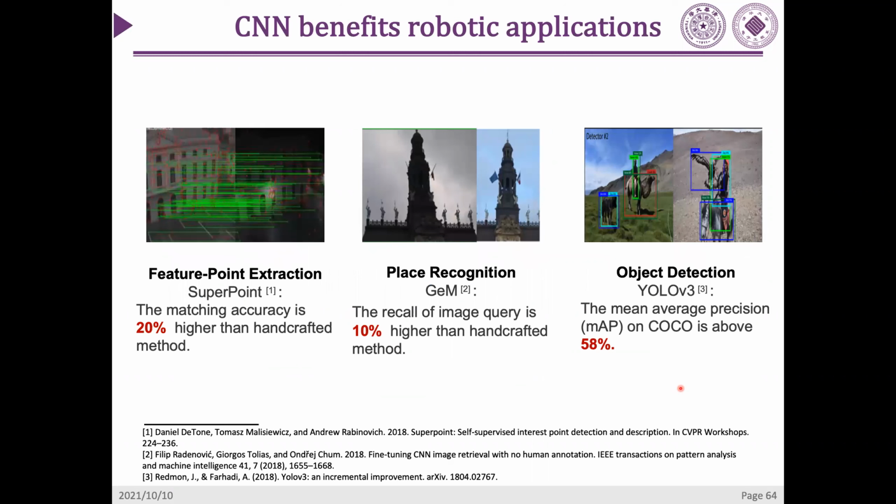As we all know, the convolutional neural network benefits different robotics applications, such as feature point extraction, place recognition, and object detection. Using neural nets can give larger than 10%, or even 56%, higher accuracy compared with traditional methods.